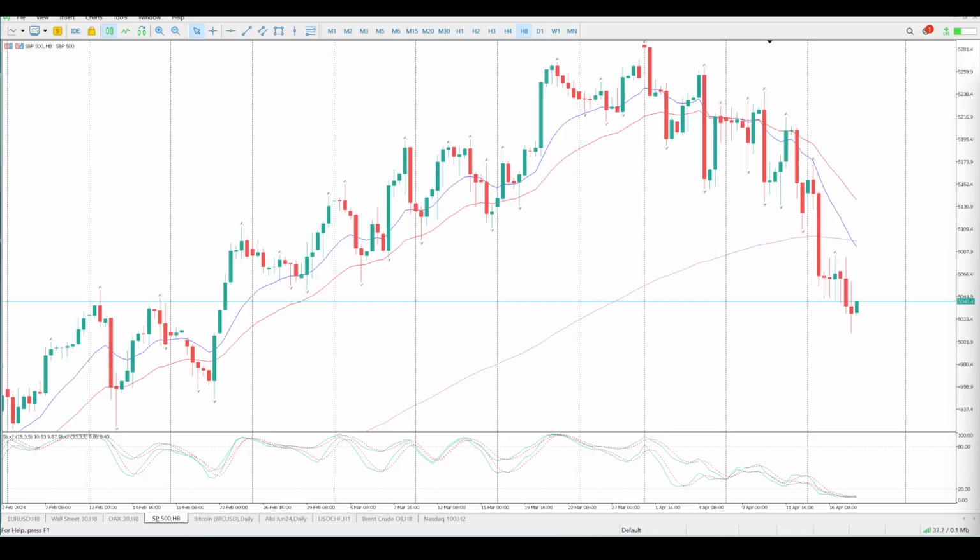Good morning, everybody. So it does look like we've got a break on the S&P 500, but when you look at the 8-hour, that is a range bar. So I'll take that break with a pinch of salt.